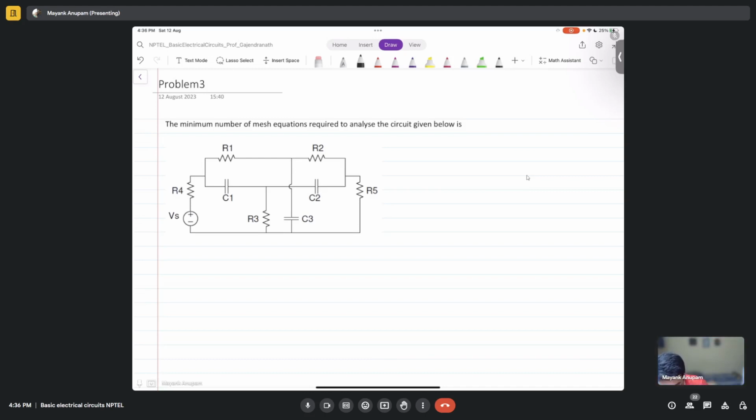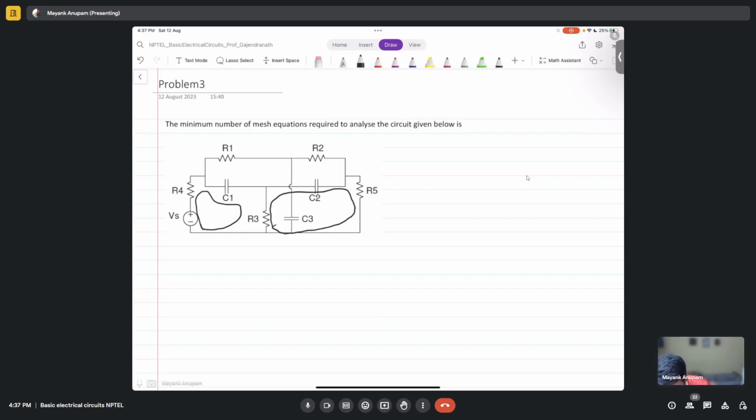Yes, sir. Voltage source Vs, resistor R4, capacitor C1, R3 are forming one mesh. And the second mesh, I consider C2, R3, R5, sir. C2, R3, R5 is another mesh. Yes, that is the second mesh.